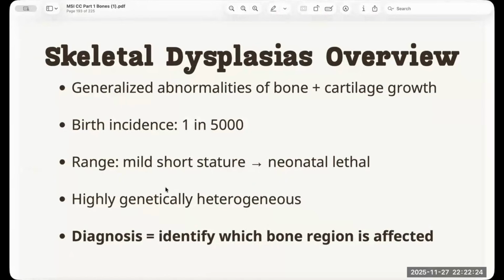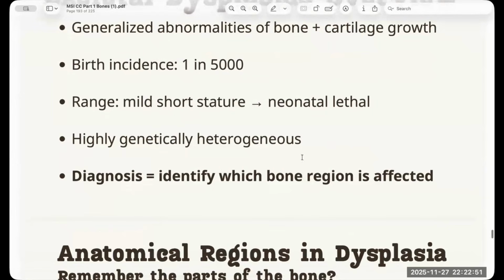So basically, these are generalized abnormalities of the bone plus cartilage growth. The birth incidence is 1 in 5,000. And the range is from mild short stature up to neonatal lethal cases. Okay. It's highly genetically heterogeneous, and the diagnosis identifies which bone region is affected.